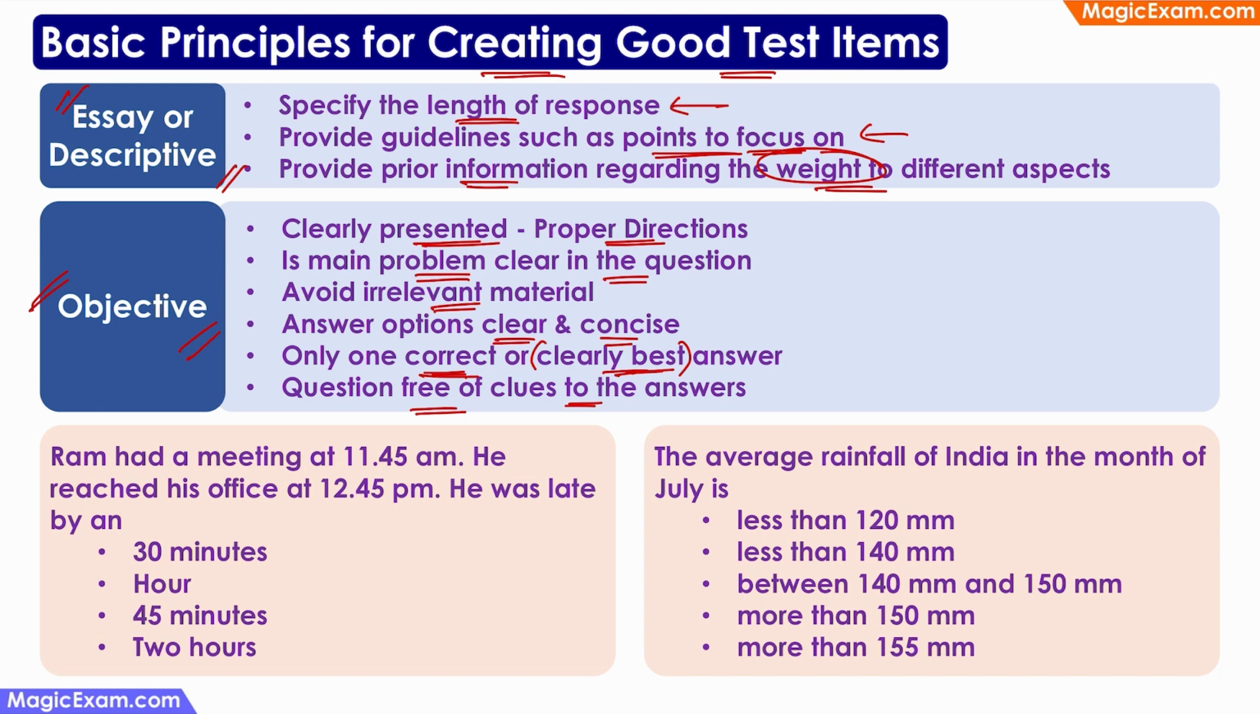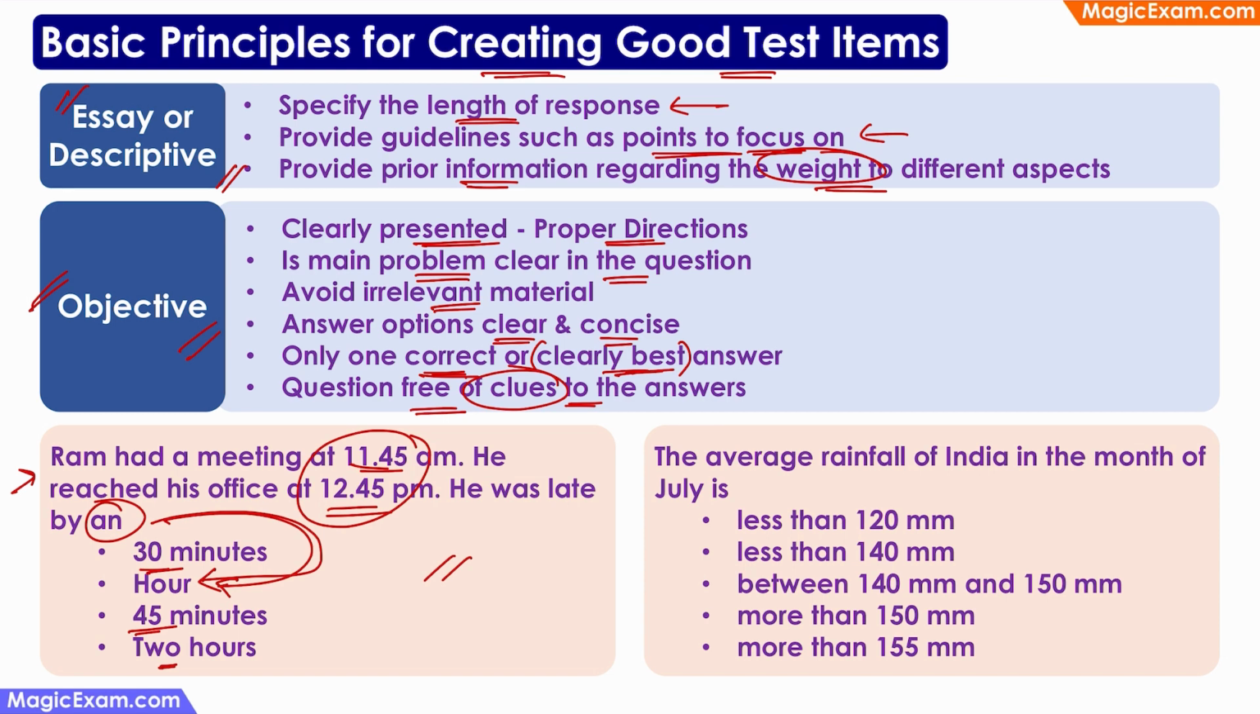For example, if you look at this question: Ram had a meeting at 11:45 a.m. He reached office at 12:45 p.m. He was late by an what? Now this is a mathematics question, right? Because you are supposed to identify by how many minutes he is late. But this turned out to be an English grammar question, because when you say he was late by an, it can be only an hour. It cannot be an 30 minutes, an 45 minutes, an 2 hours, right? An means that the answer is 1 hour. So the question actually has a clue as to what the correct answer is. Therefore, this is not a good question.